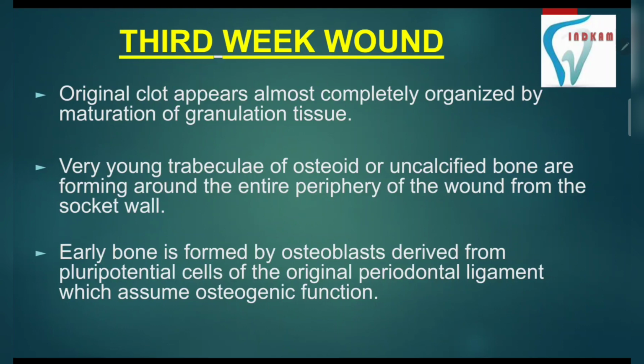3rd week wound. In the 3rd week, the original clot appears almost completely organized by maturation of granulation tissue. Very young trabeculae of osteoid or uncalcified bone are forming around the entire periphery of the wound from the socket wall. Early bone is formed by osteoblasts derived from pluripotential cells of the original periodontal ligament, which assume osteogenic function.